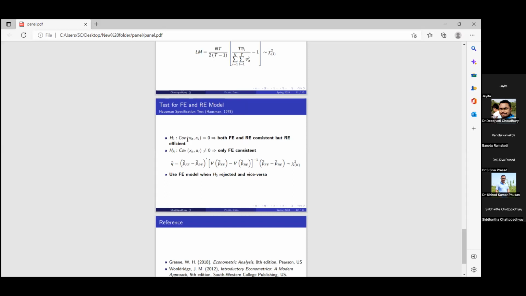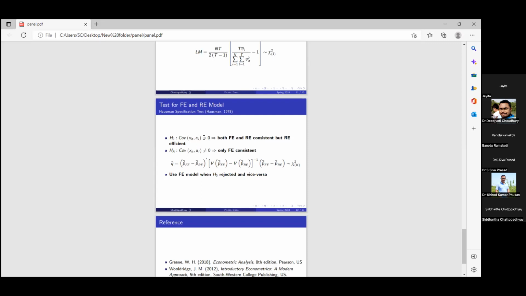But if my null hypothesis is rejected, that means my individual ability and one of the control variables are correlated. Suppose my individual ability over here and my educational qualification is one of the control variables. They can be correlated. If they are correlated, I cannot go for a random effect estimate. Only the fixed effect estimate can be done. Otherwise, I am going to have an inconsistent estimate. This is exactly what Hausman's specification test does.